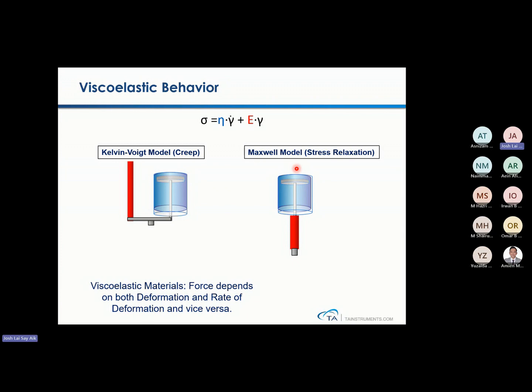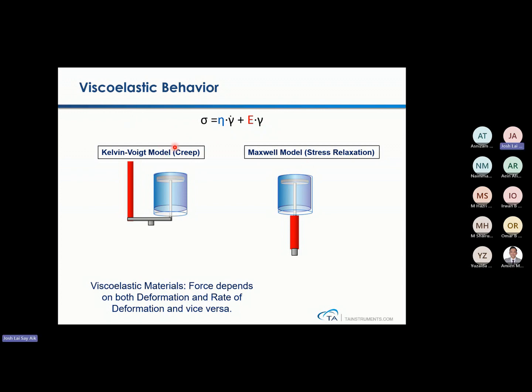Hooke and Newton only talk about pure elastic and also pure viscous, but they never mention viscoelastic, which is governed by the Kelvin and also Maxwell models. Now we are going to combine the viscous and elastic models. So now the shear stress is actually governed by the strain rate and also the strain, both together.